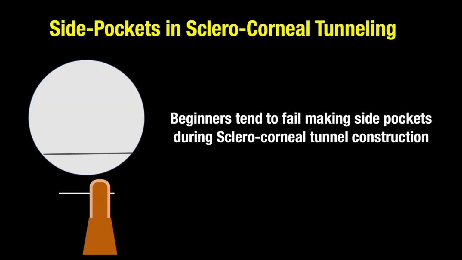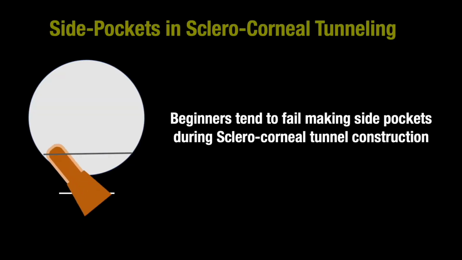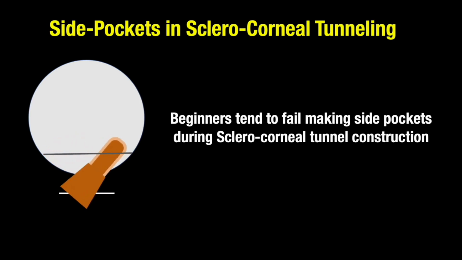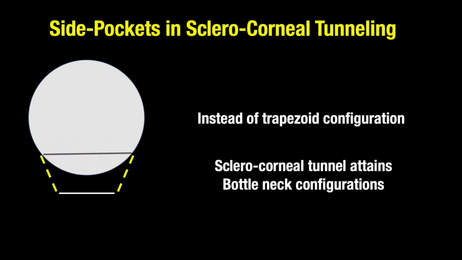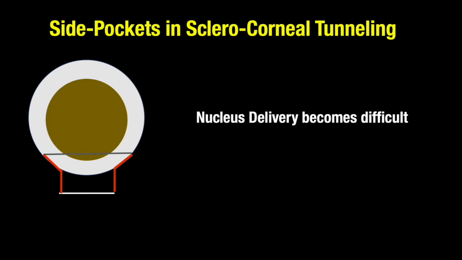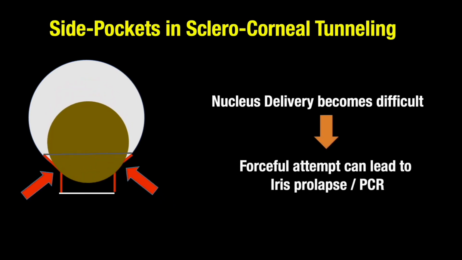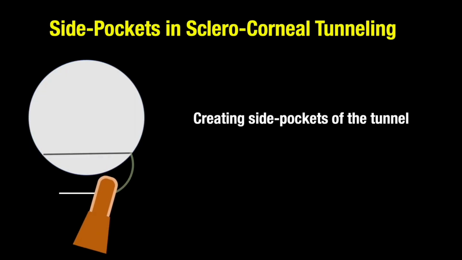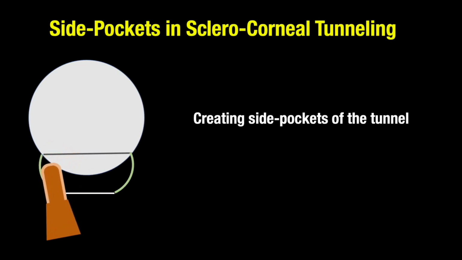Beginners tend to fail in making side pockets of the scleral tunnel, which leads to bottleneck configuration of the tunnel, causing the nucleus to get stuck at the wound. Hence, creating the side pocket makes nucleus delivery smooth and safe.